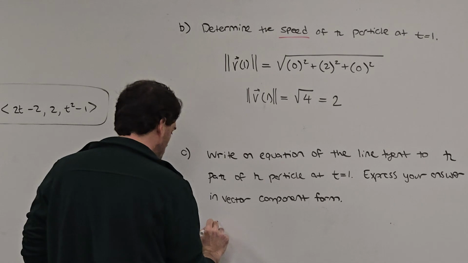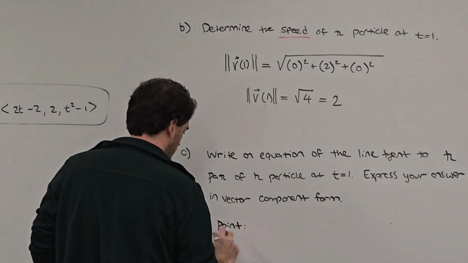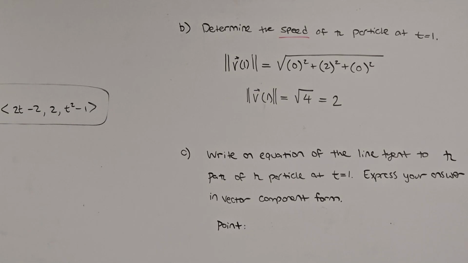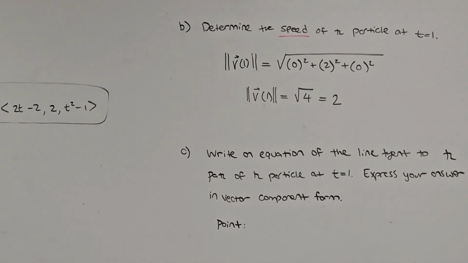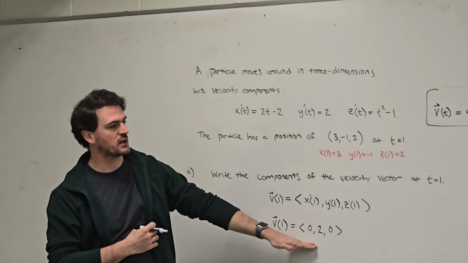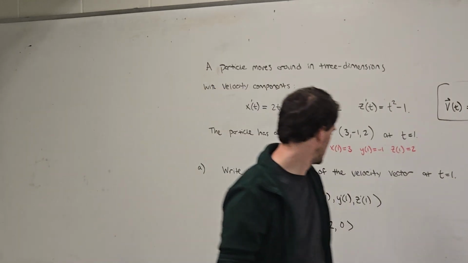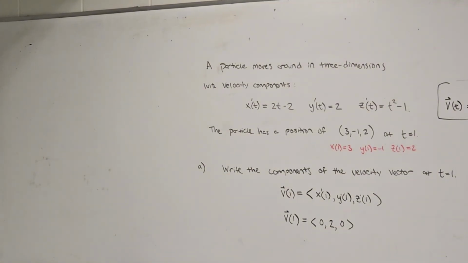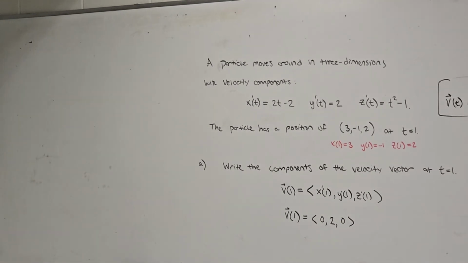So it says that it needs to be tangent to the path of the particle. That means the position. Tangent to the path. Are we using this one? So this is the point. But what is this part over here? It's the slope or the direction vector. Slope.